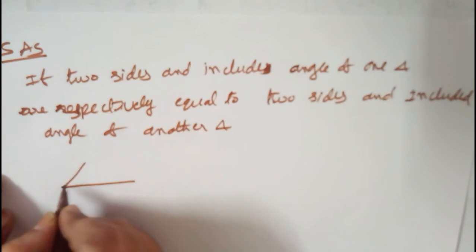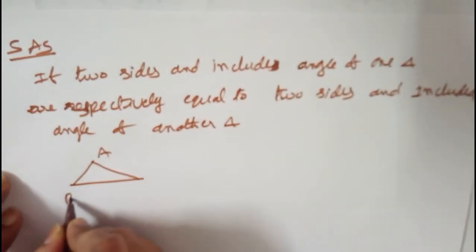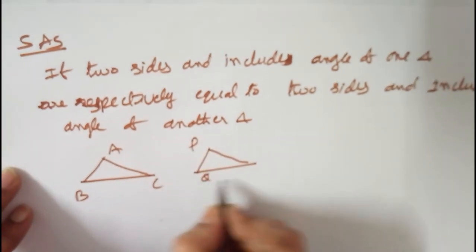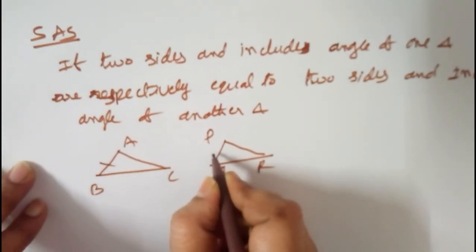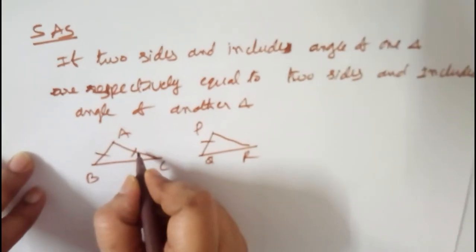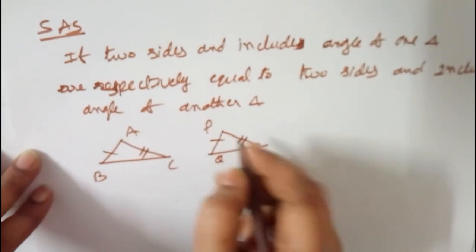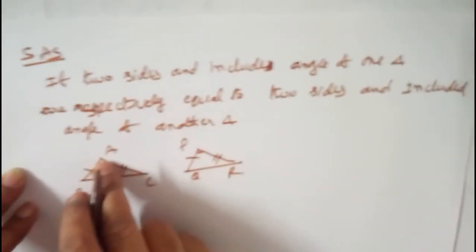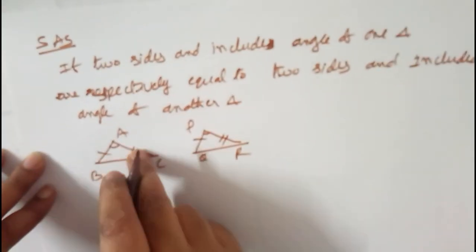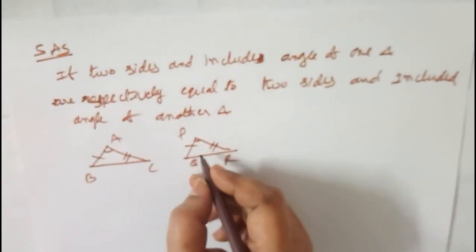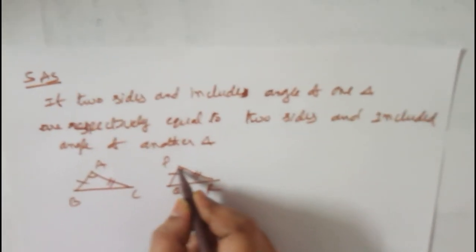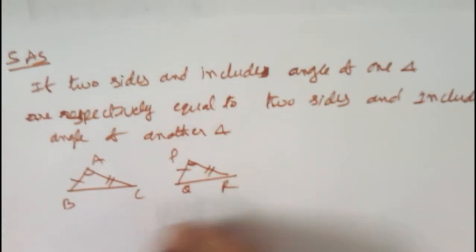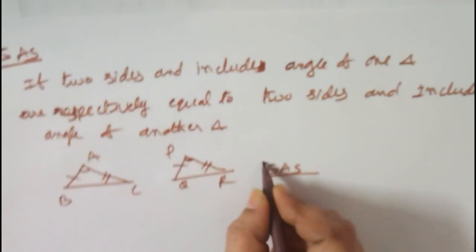Now see the example. In triangle ABC, triangle PQR. Here AB is equal to PQ, AC is equal to PR, and angle A is equal to angle P. Two sides, and this angle A is included angle of AB and AC. Two sides PQ and PR. Here angle P is the included angle of PQ and PR. So these two triangles are congruent under SAS condition.